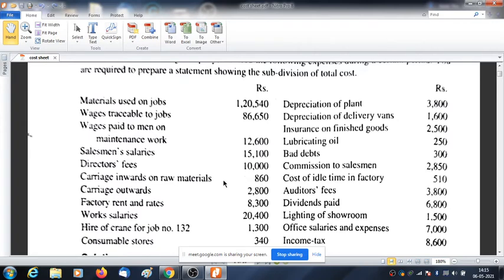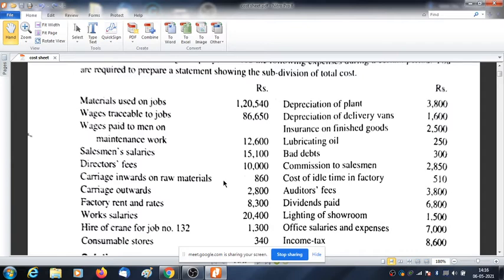Carriage inward. What does carriage inward mean? Tell me. Carriage inward on raw materials. What does it mean? Basically, I am asking the literal translation. If I want to translate it, what does it mean? Carriage is coming from. Yes, means you are paying carriage to bring raw material to your factory site. So what type of expense is it? Direct or indirect?